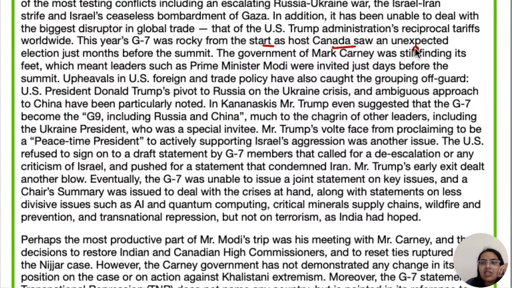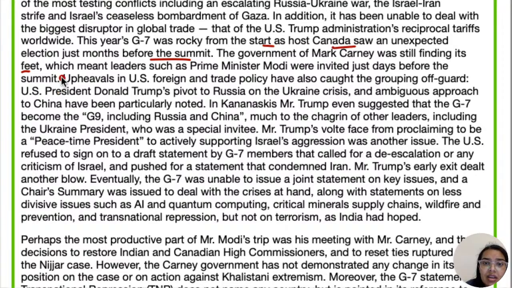As host, Canada saw an unexpected election just months before the summit. Unexpected election just before summit हुए. I mean, सभी समझ गए होंगे. The government of Mark was still finding its feet. मतलब वो अभी भी अपनी जगह बनाने की कोशिश ही कर रहे हैं.